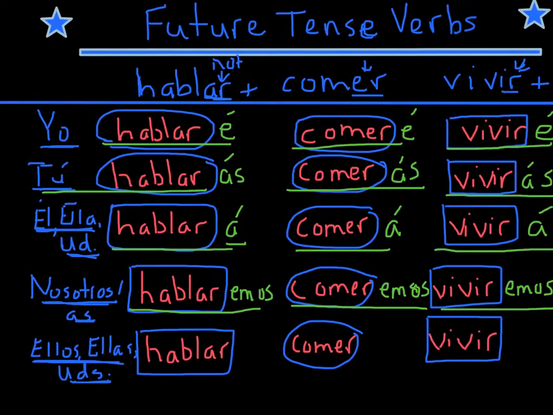Lastly, for the ellos, ellas, ustedes form, you would add an A with an accent and an N. So it would become ellos, ellas, ustedes hablarán. For the ER verbs, it would be ellos, ellas, ustedes comerán. And for the IR verbs such as vivir, it would be ellos, ellas, ustedes vivirán.